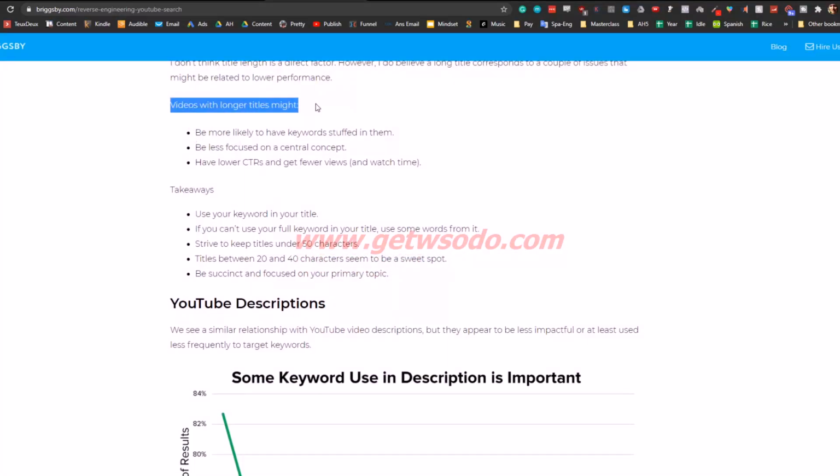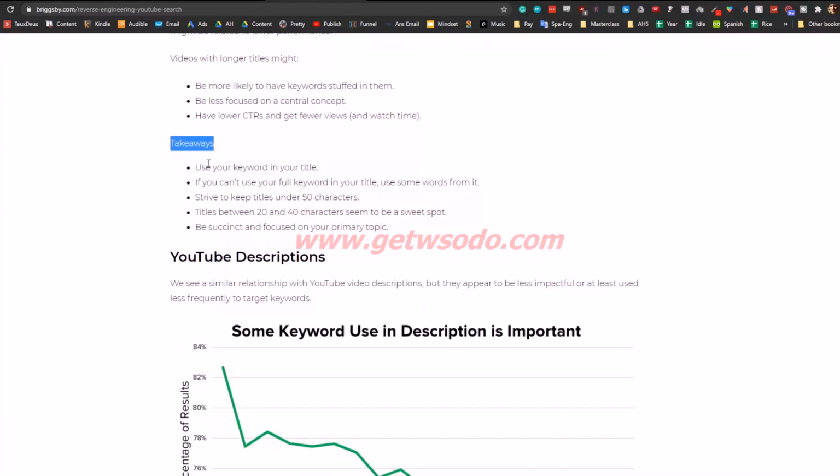So with longer titles, the takeaways right here: use your keywords in your title. If you can't use full keyword in your title, use some words from it. Strive to keep titles under 50 characters. Titles between 20 and 40 characters seems to be the sweet spot, and be succinct and focus on your primary topic. So this is also to talk about the primary topic in your video so YouTube knows, because YouTube can auto detect what you're talking about, what it's about, and all that stuff. So you need to make sure that you're actually helping the end viewer.